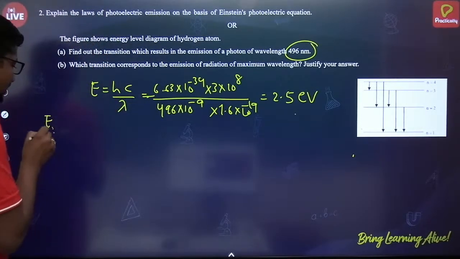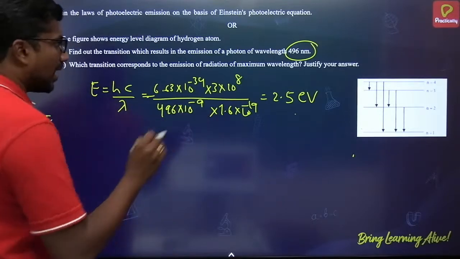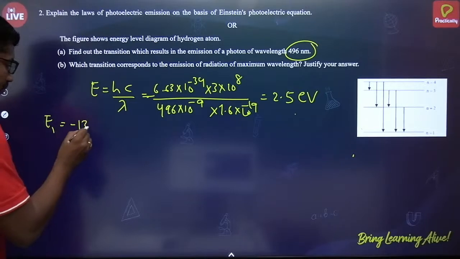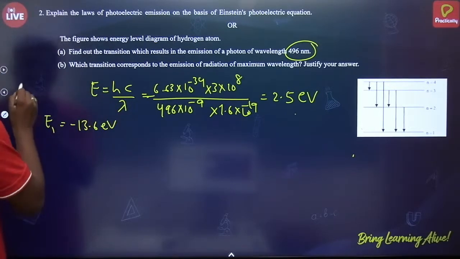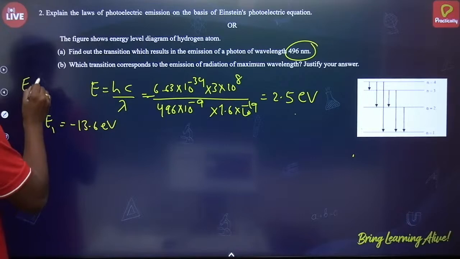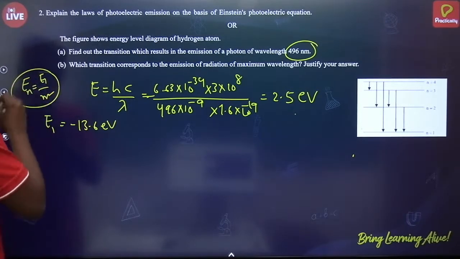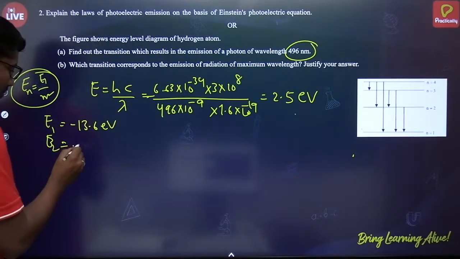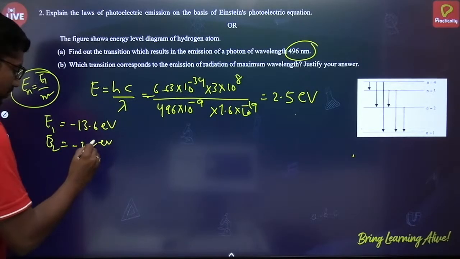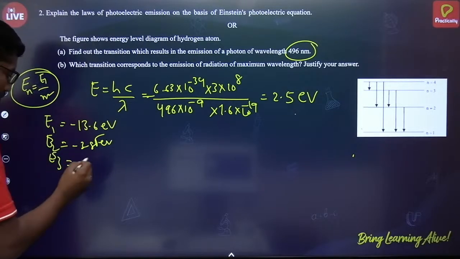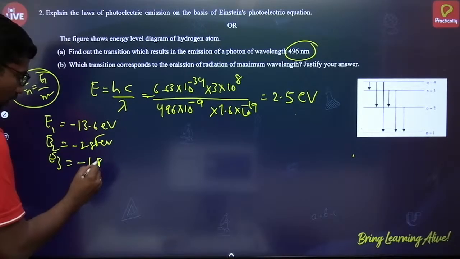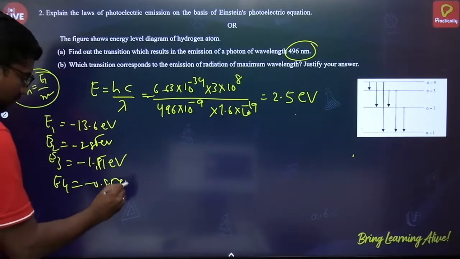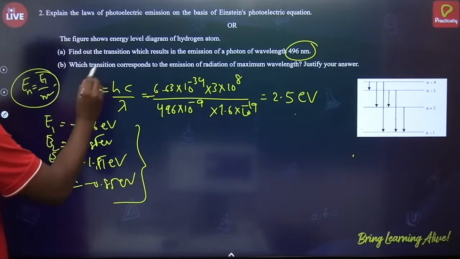The E1 energy level, the first level of the hydrogen atom in that energy level diagram, is minus 13.6 electron volt. And to calculate the remaining, we have En is equal to E1 by n square. By using that formula, you can calculate E2, which will be around minus 3.4 electron volts, E3 around minus 1.51 electron volt, and E4 minus 0.85 electron volt. Don't worry, you can calculate these by using this formula.